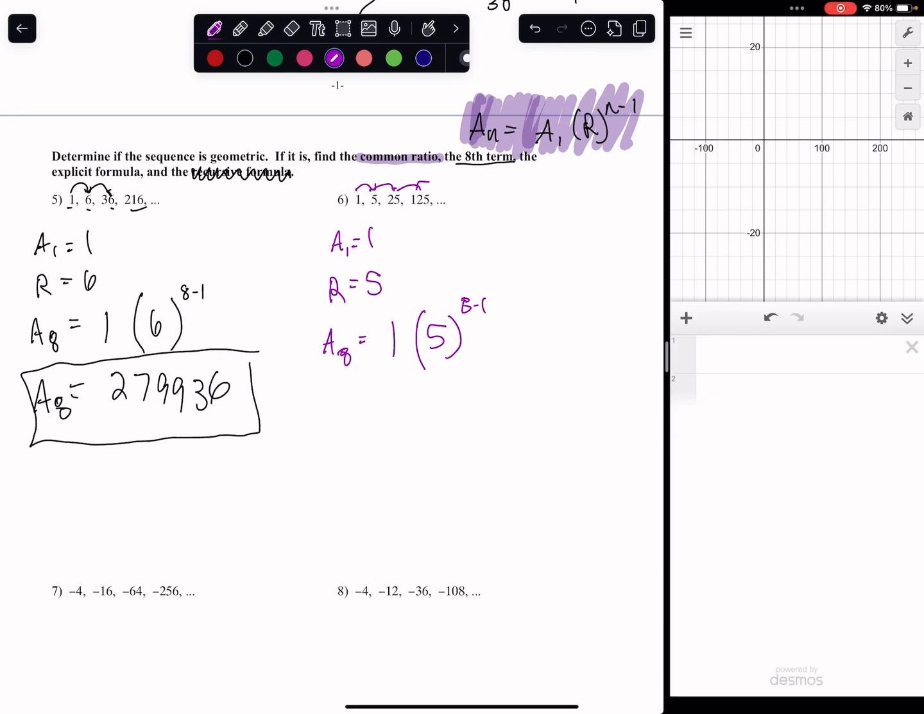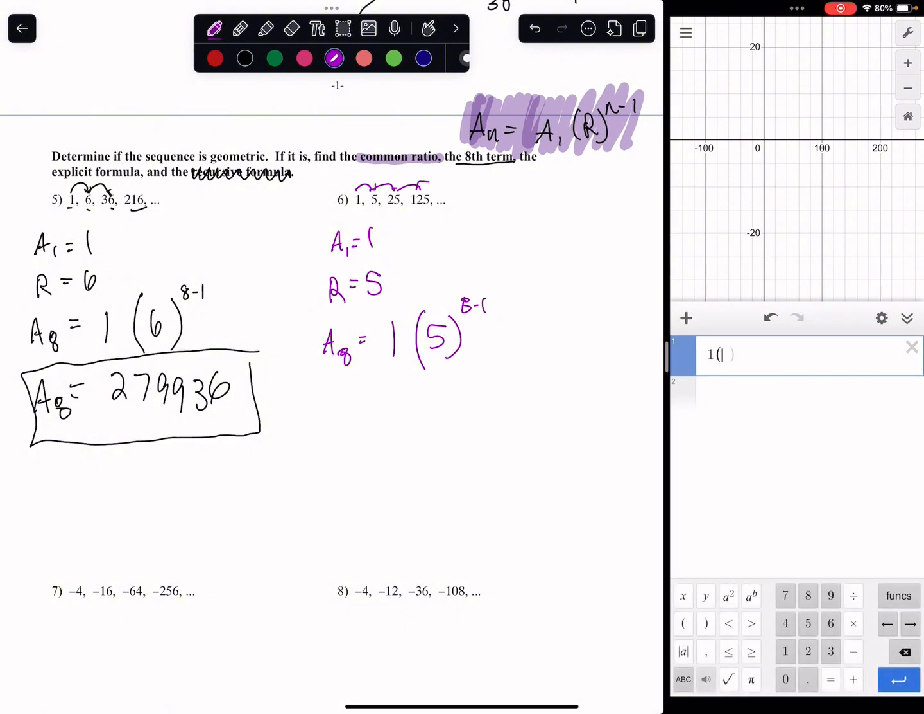So let's just do this from scratch. 1, parenthesis, 5, close parenthesis, raised to the 7. So the 8th number in this line will be 78,125. Okay? Next one.